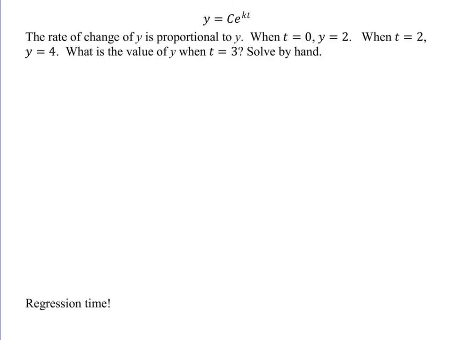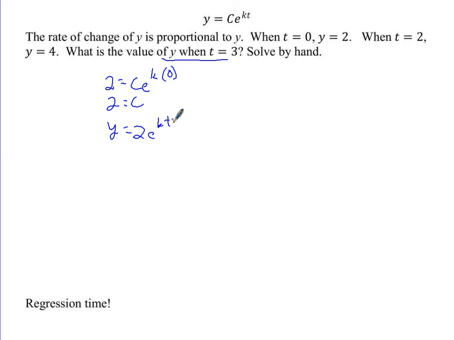All right, so here's an example. I'm giving you the equation again, and it says the rate of change of y is proportional to y. Then it tells you an initial condition and then some other condition. We can use those two things to figure out what c and k are, and then answer the question: what is the value of y when t equals 3? So, when t equals 0, y equals 2. All I got to do is substitute in those values. 2 equals c e to the k times 0. Well, k times 0 is just 0. e to the 0 is 1. So I wind up with c times 1, which is just c. So 2 equals c. So now I have y equals 2 e to the kt.